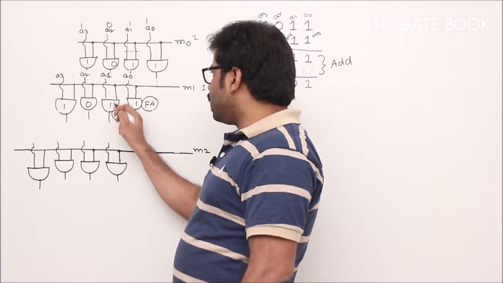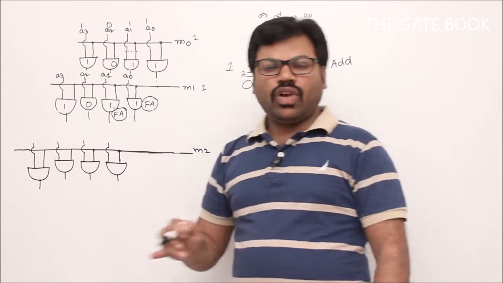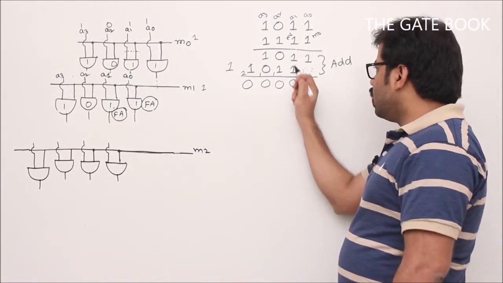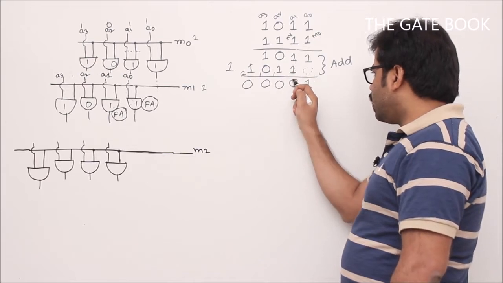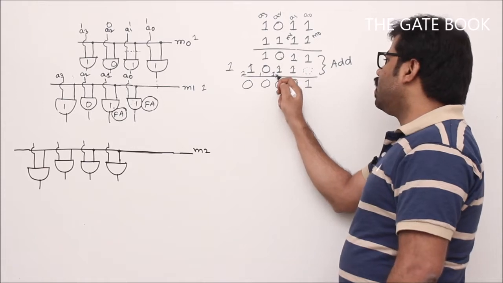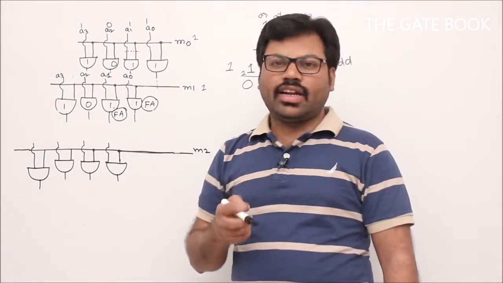Similarly, this and result should be added, correct? So we require a full adder. Why a full adder, sir? Why not a half adder? Because sometimes when you add these two, you are going to get a sum, and the carry will be propagated to the next level. In the next level there will be 3 digits. That's why I sometimes have to have a full adder, right?